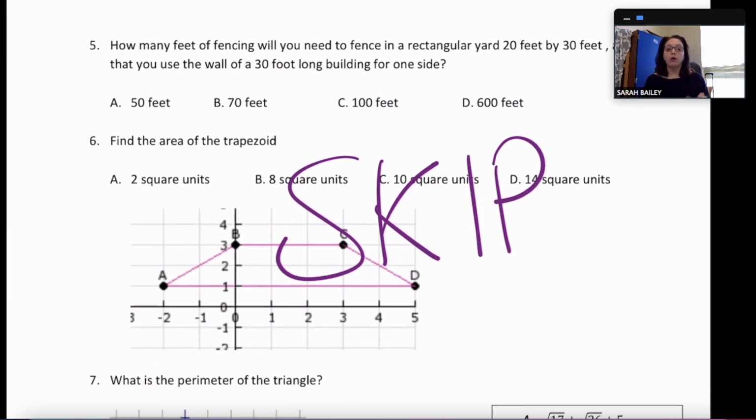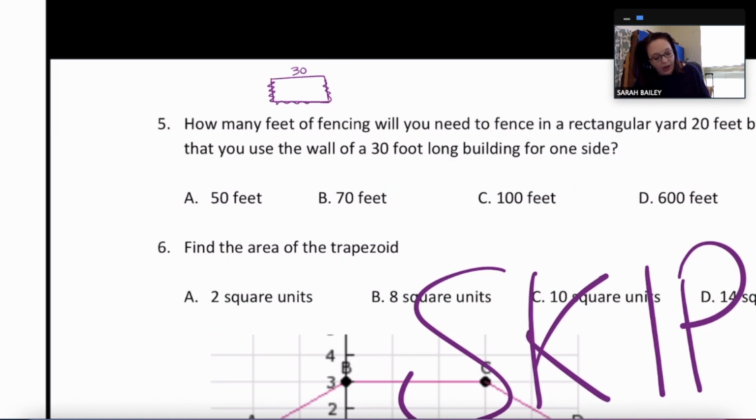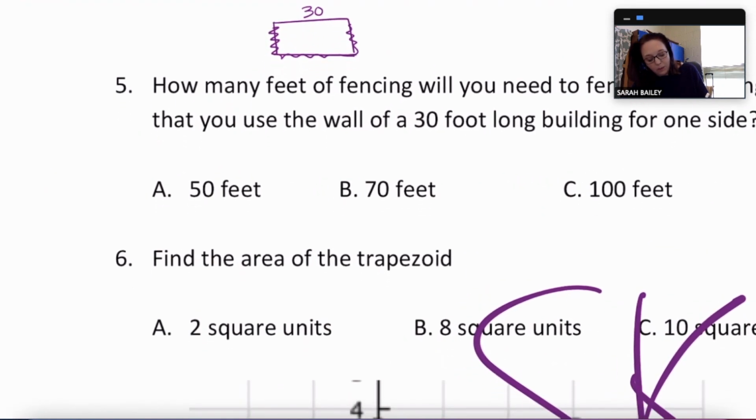Okay, so what we're going to do is make a picture to help us with this. So I'm going to make a rectangle. And you're supposed to be putting fencing along it, but it says you're going to use the wall of a 30-foot long building for one side. So meaning you don't need fencing around all of it. You only need fencing around 3 of the sides. So it was 30 feet by 20 feet. And so again, we don't need to put fencing around this side right here.